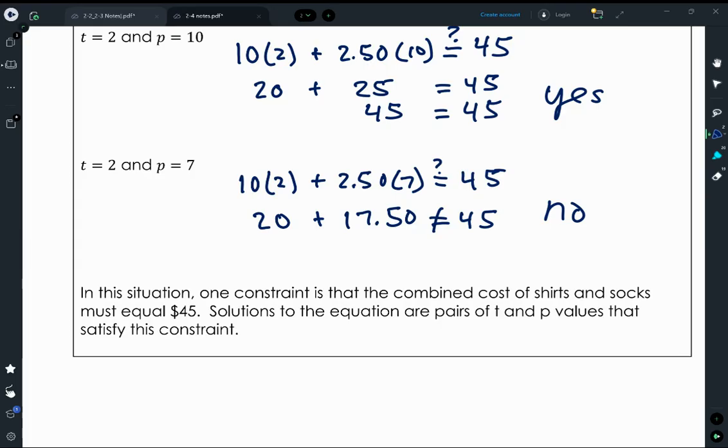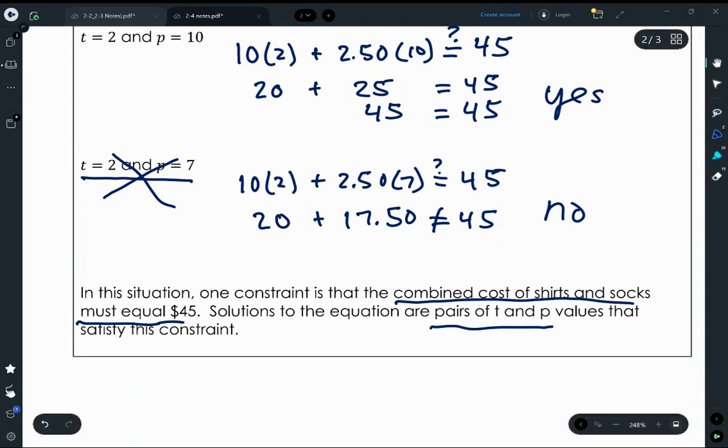So remember, in this situation, one constraint is that the combined cost of shirts and socks must equal $45. Solutions to the equation are pairs of t and p values that satisfy this constraint. So I feel like we talked through that when we were doing this. So there's lots of different solutions, but not everything is a solution. This one was not a solution, that last one we looked at. It did not equal $45. We had a couple that didn't work. But there are also lots of different pairs of numbers that did work.